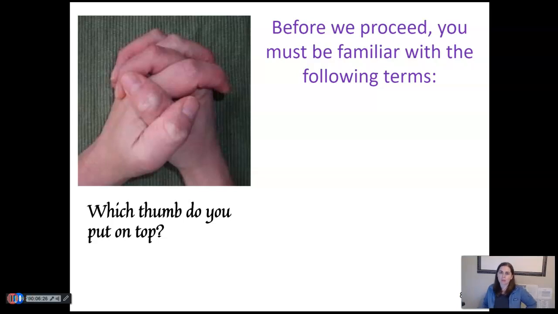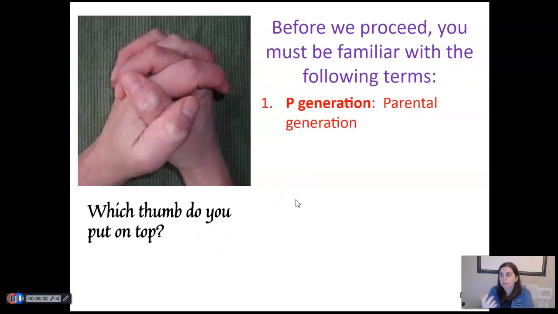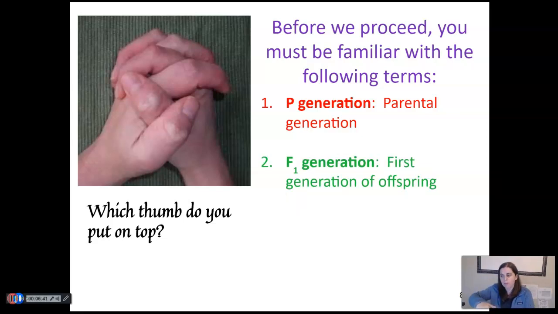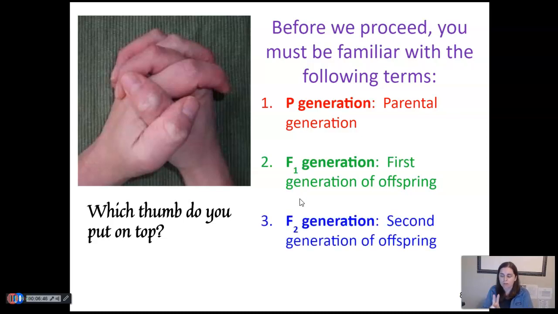All right, some terms that you will probably need to know. Okay, not probably, you will need to know. First is P generation. This is your parental P generation, okay? That's the parents. The F1 generation is your first generation of offspring, so that's the kids, right? F2 is the second generation of offspring. If you wanted to look at human structure, that would be the grandkids. So this would be grandparents, parents, kids, parents, kids, grandkids, if you want to look at it either way, okay? So make sure you get that.